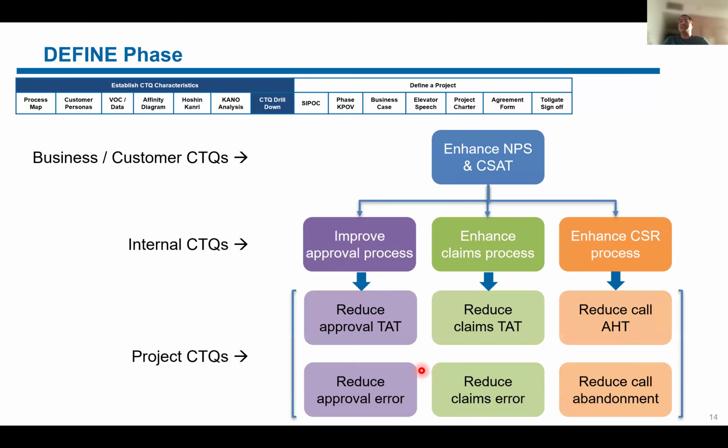The business level or customer CTQs are enhancing the customer CSAT and NPS. I drilled it down to internal CTQs. So NPS and CSAT are most impacted by the approval process, the claims process, and the CSR or customer service process. These were further broken down into clear project CTQs, the 6 areas that you see. So this project is going to tackle each of these 6 project CTQs, so that there is an improvement in the 2 big ones, which are NPS and CSAT, by 20 points and 20% respectively. Going forward, please.